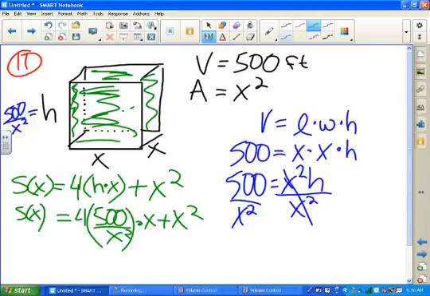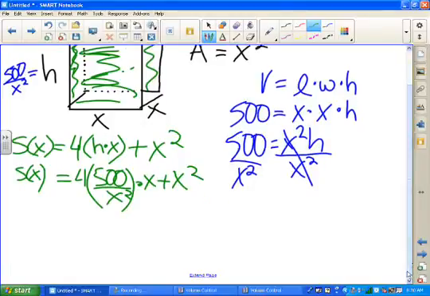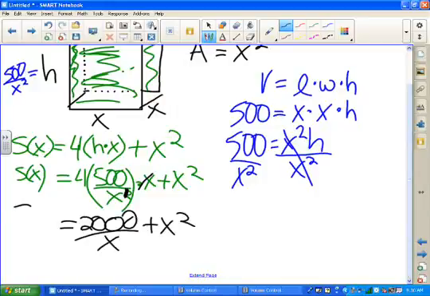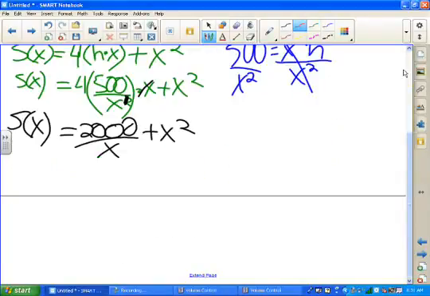Now the leading coefficient is actually a positive 1, which is a quadratic that opens up. So that's good, no mistakes yet. So now I've got 2,000 over x plus x squared. So I want to set this equal to 0 and find the zeros of this function. But first I need to take the derivative of this function. So the surface area can be calculated by 2,000 over x plus x squared.